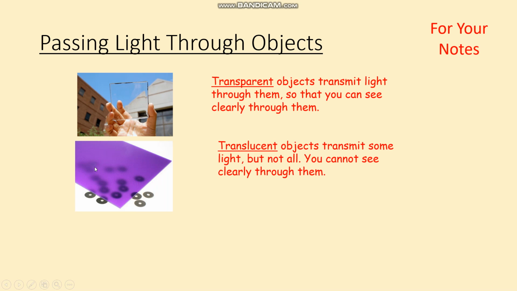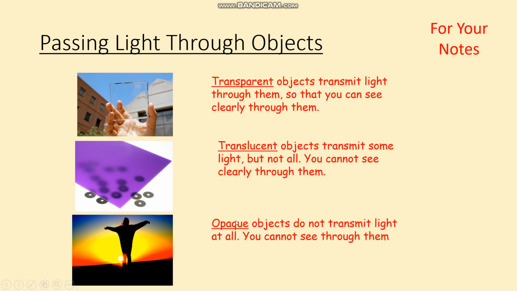Translucent materials do transmit some light, but you can't see clearly through them. Some of the other light is scattered or absorbed in the material here, so it's kind of a halfway house between being transparent and the third category, being opaque. So opaque objects do not transmit light at all. So this person here appears black because the light from the sun behind him is all being absorbed, so no light passes through them. He's said to be opaque. So can you make sure that you've got a note of those 3 terms, please? You don't need the little pictures here unless you really want to, but make sure you've got those in your book and you understand those terms.